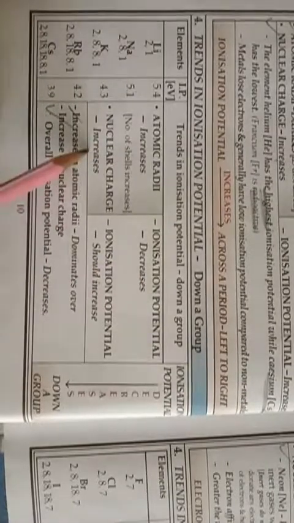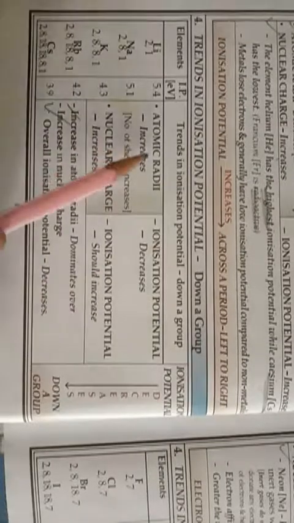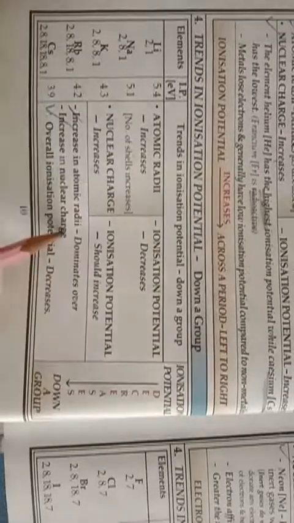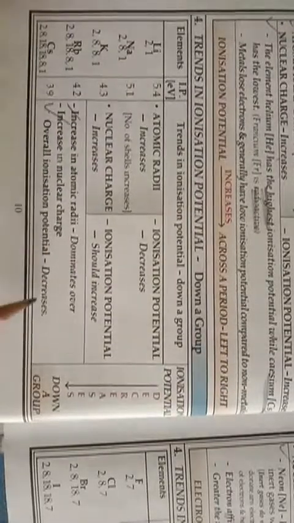Then trends in ionization potential down a group. Down a group, from up to down, atomic radii increases, and that is why ionization potential decreases. Nuclear charge increases, so ionization potential should increase, but the increase in atomic size dominates over the increase in nuclear charge, and that is why overall ionization potential decreases when we move from up to down in a group.